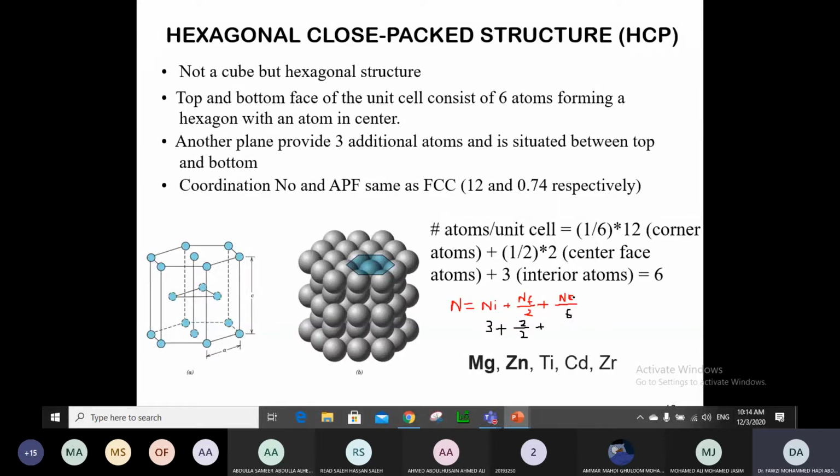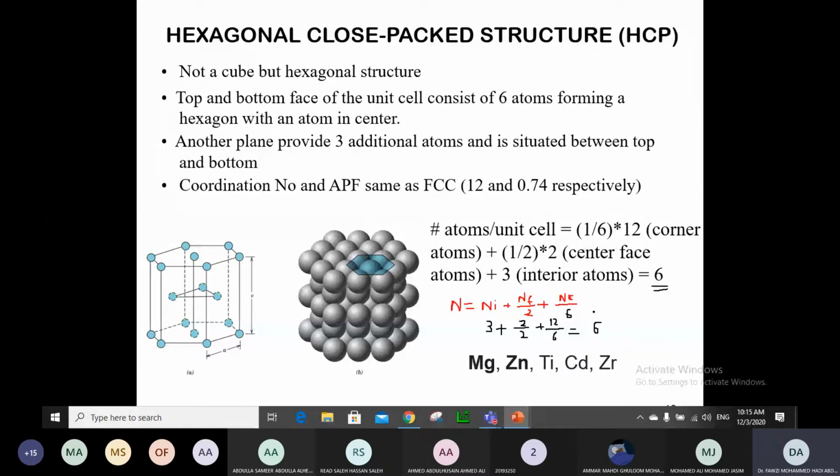Plus, how many corner atoms do we have? This is 1, 2, 3, 4, 5, 6 on one face. That's it, and the same on the other face, so 6 plus 6 is equal to 12. So this makes 12 divided by 6, because each is 1/6 of an atom. If you add those together, 3 plus 1 is 4, plus 2 is equal to 6. So that is the number of atoms per unit cell which we are calculating here.